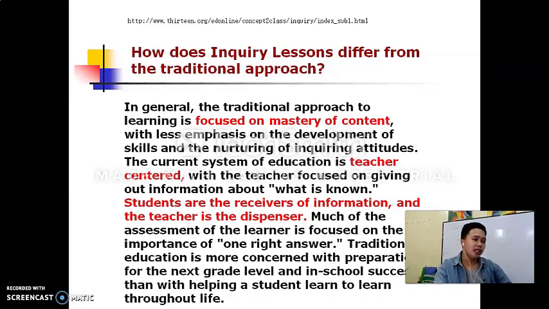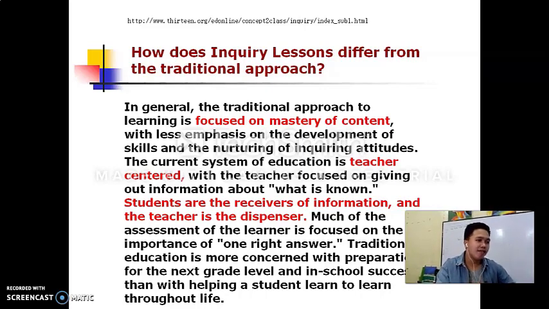So in general, the traditional approach to learning is focused on the mastery of the content. Diba totoo? Noong traditional, way back before in our former education and for our primary education, we go to school to master the content, to memorize everything. Pero that's a lame way of learning. Kasi when you try to memorize, time will come na you will forget them. You will forget everything that you have memorized. That's why, nandito yung inquiry-based, no?